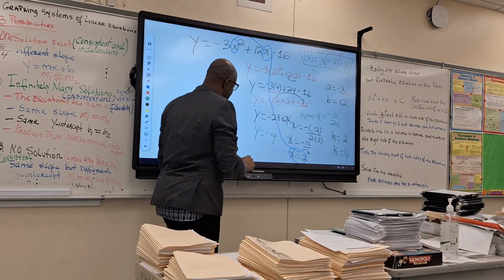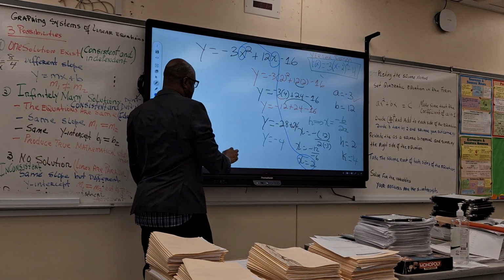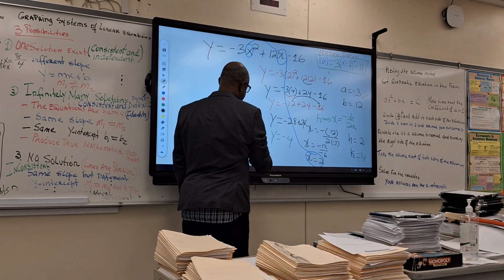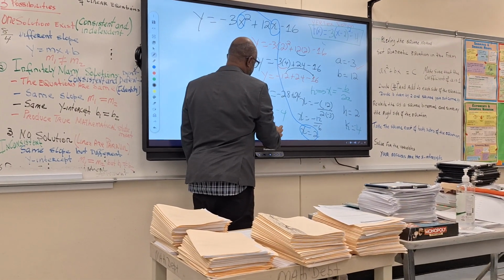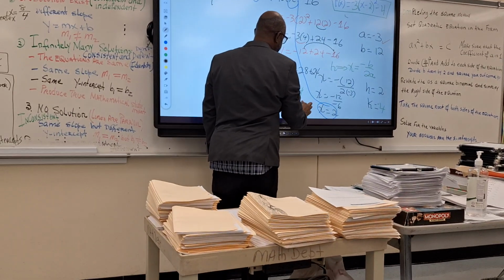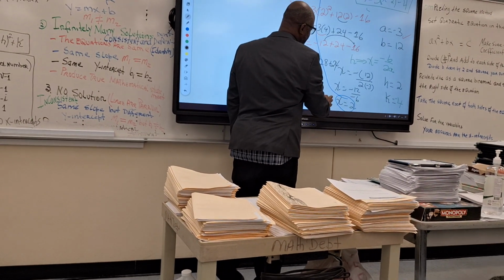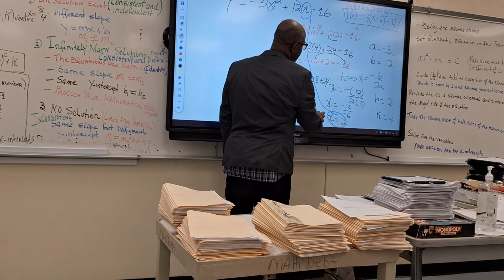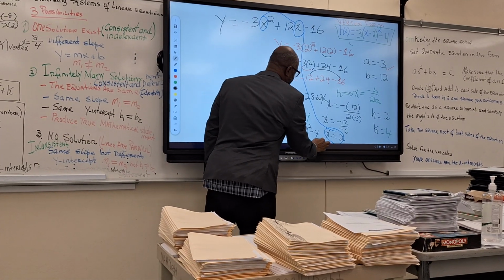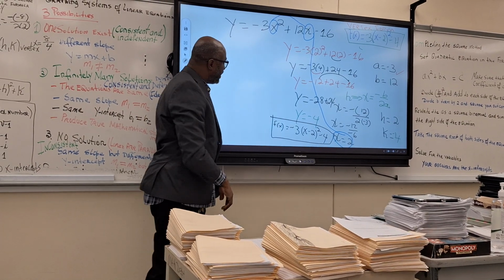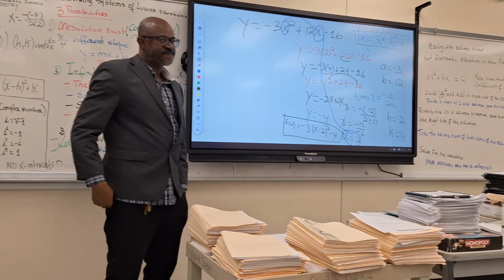Alright, let me copy that down. That is f of x equals negative 3 times x minus 2 squared, and minus what? Minus 4. It is vertex form. That's one way. Let me write that down.